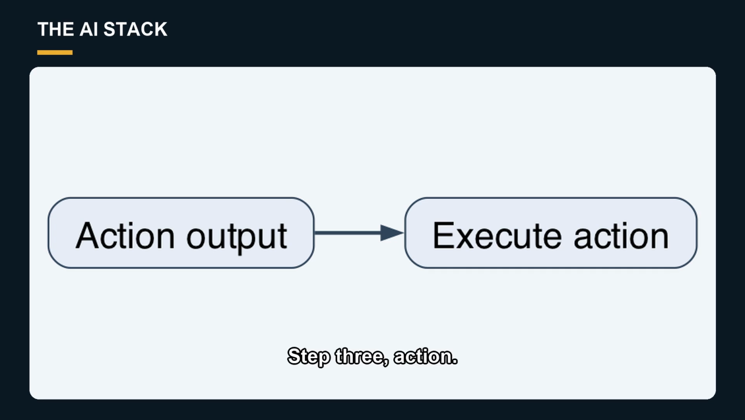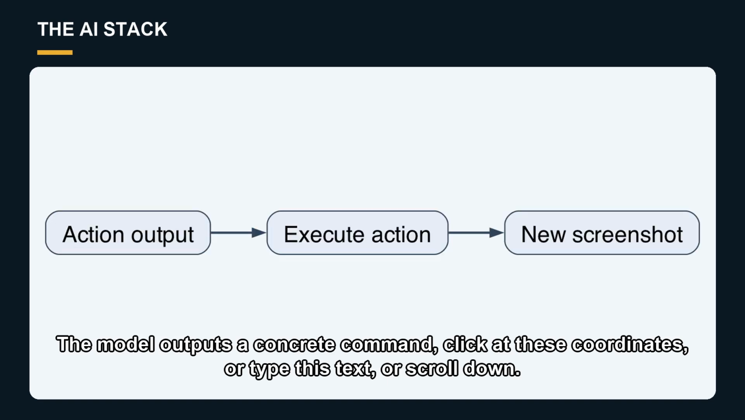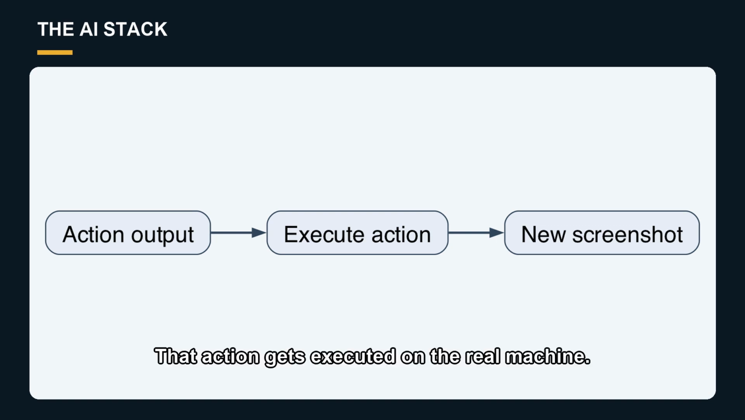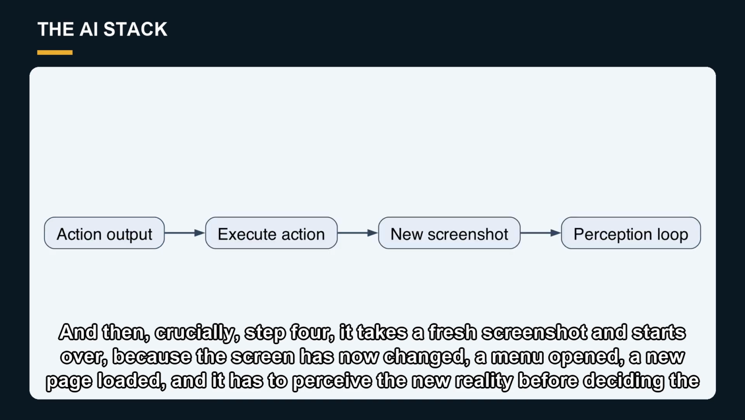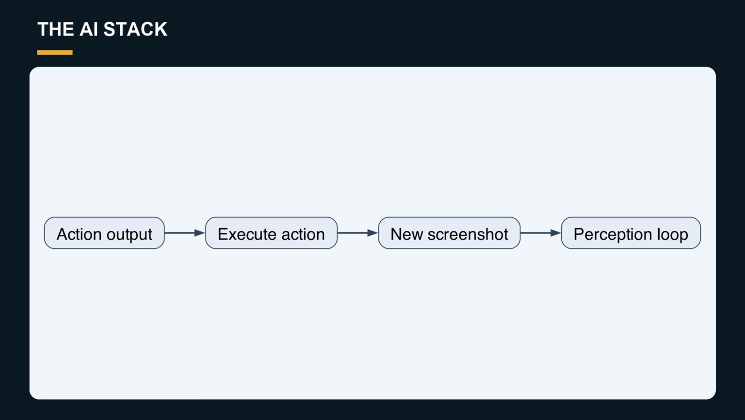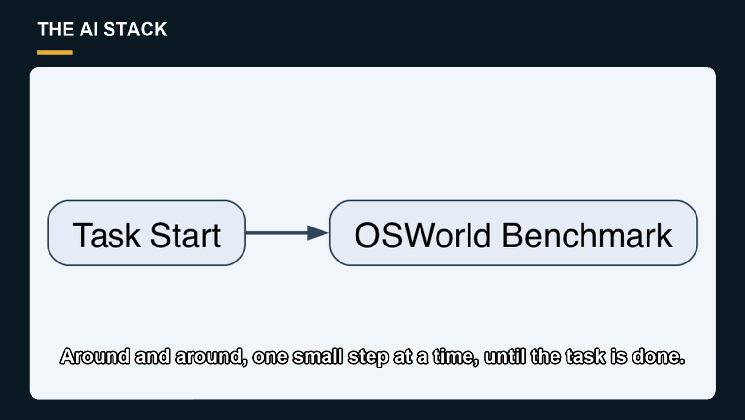Step 3. Action. The model outputs a concrete command: click at these coordinates, or type this text, or scroll down. That action gets executed on the real machine. And then, crucially, step 4, it takes a fresh screenshot and starts over, because the screen has now changed. A menu opened, a new page loaded, and it has to perceive the new reality before deciding the next move. See, click, look again, click again. Around and around, one small step at a time until the task is done.